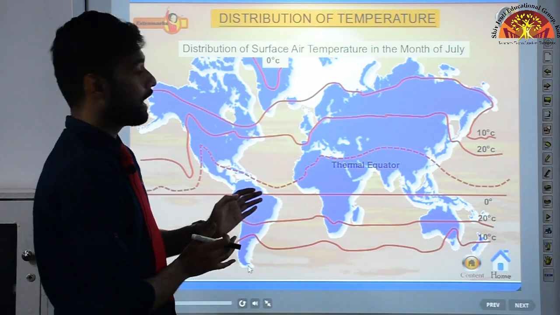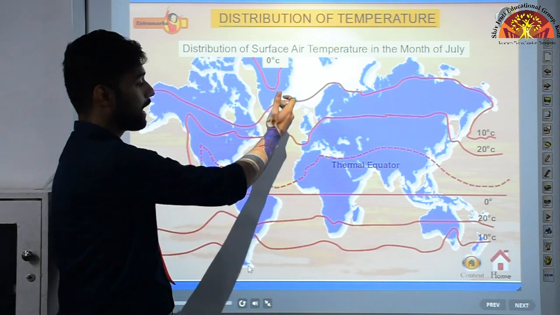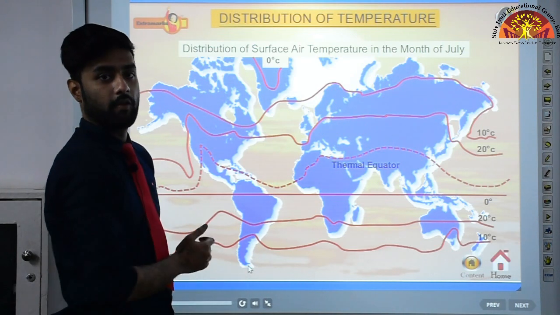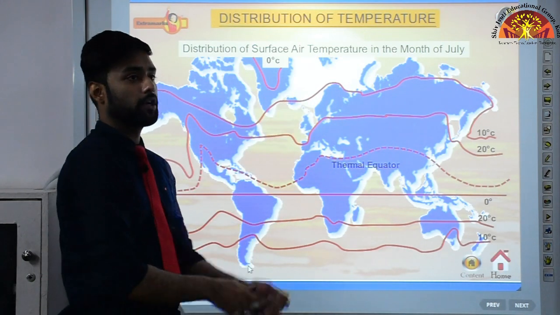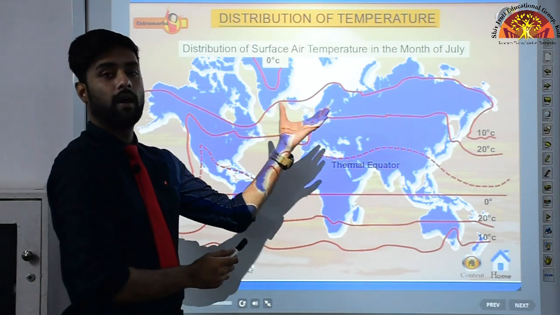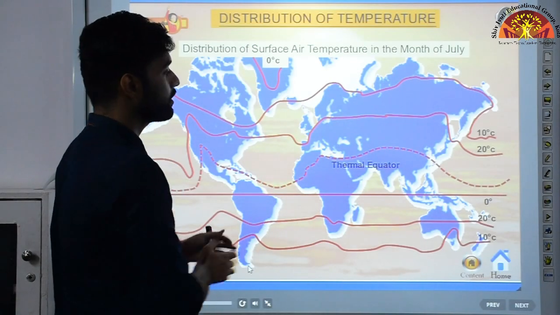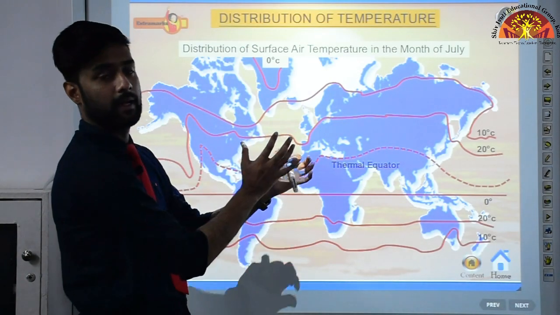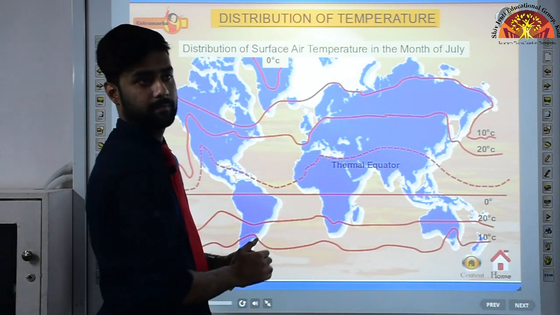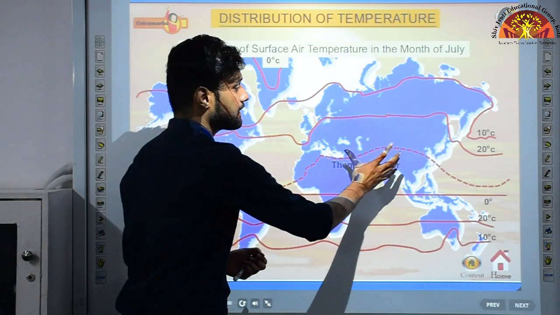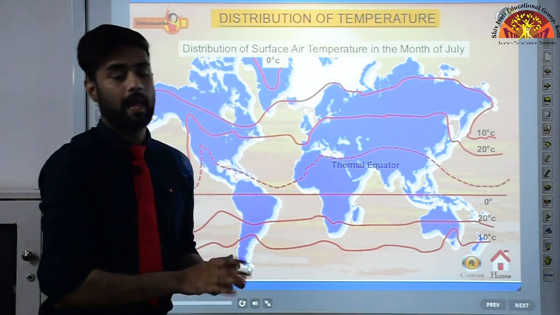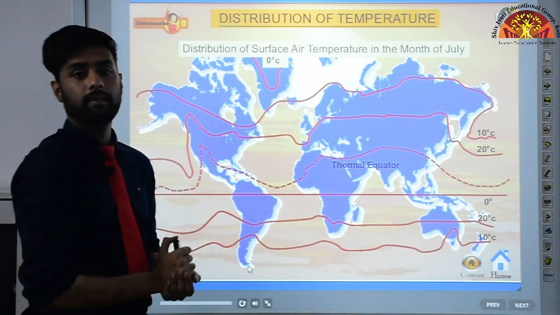How so? Now you see the indentations are towards the equator. Why so? Because in the month of July the northern hemisphere is tilted towards the sun. Okay, the northern hemisphere is towards the sun. Now we will experience summer. Correct? What are we experiencing here? We are experiencing summer in the northern hemisphere. And the southern hemisphere people are experiencing winter.